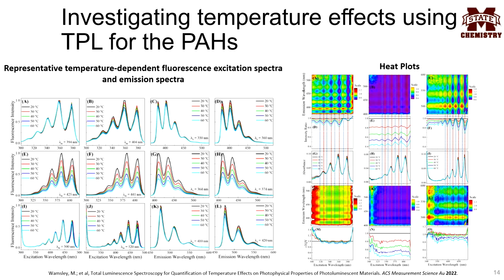Depending on specific excitation and emission wavelengths, both normal or reverse temperature effects can be observed. Normal temperature effects refer to a fluorescence intensity decrease with increasing sample temperature, while reverse temperature effects represent increased fluorescence intensity with increasing temperature.